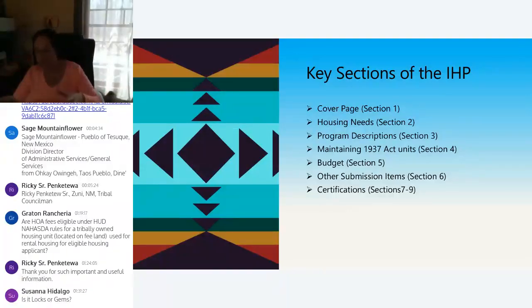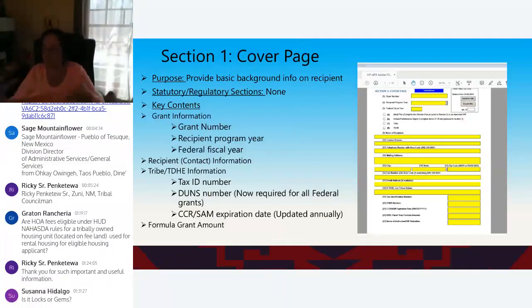So maintaining those units, your budget, other submission items, and the certifications that you have to make, which are in 7 through 9. So your cover page gives you your grant number, recipient program year, federal fiscal year, tribe. You're going to need your DUNS number, your tax ID number, your CCR, and SAM expiration date. It's a good idea to have somebody put those on a board somewhere so you have them.